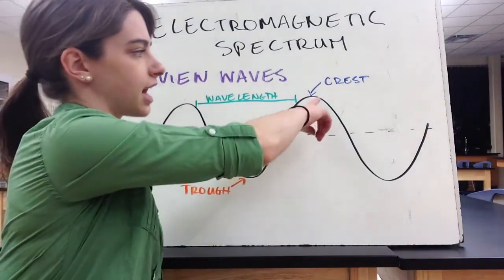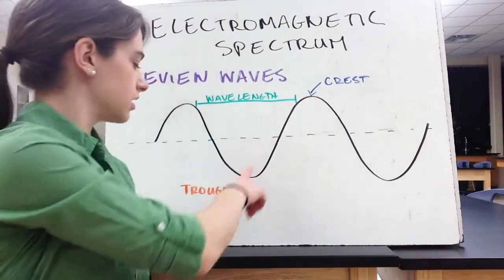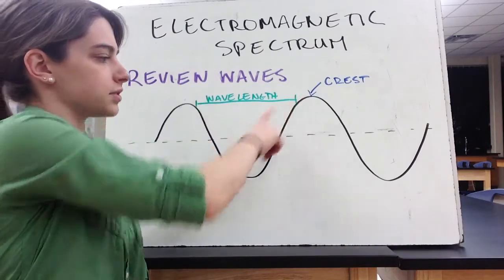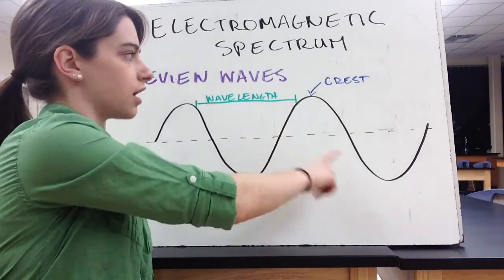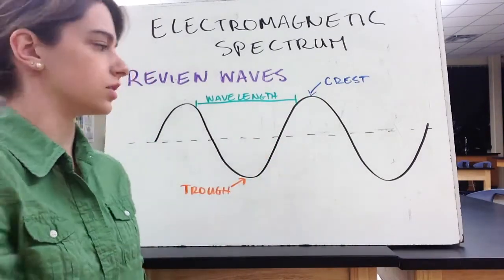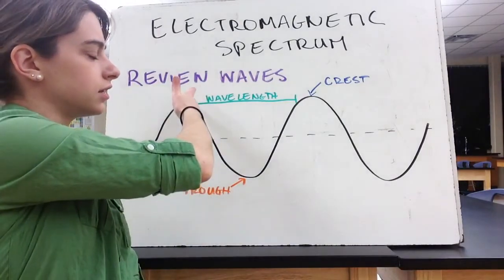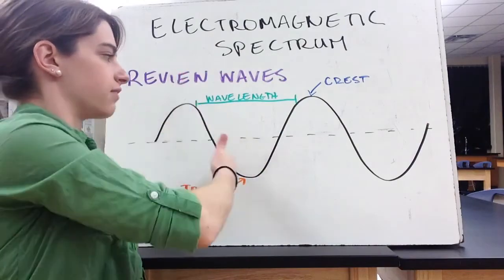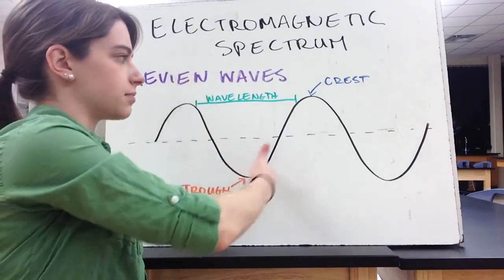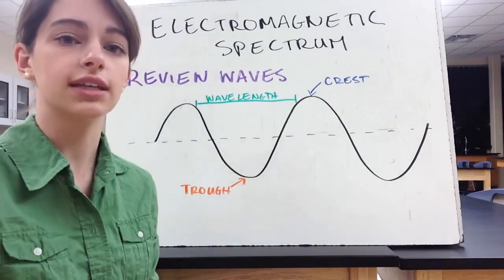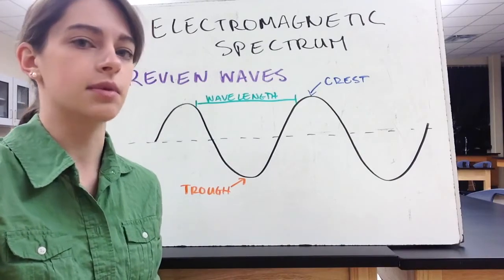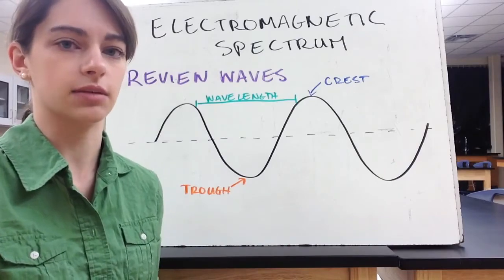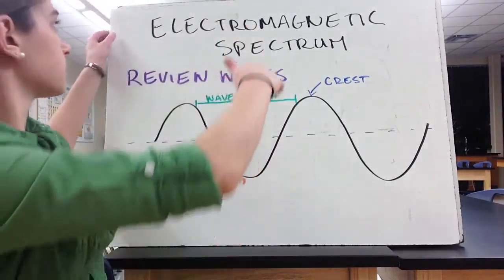Just a reminder, the very top of the wave is considered the crest, the bottom is the trough, and the distance between either two tops or two bottoms, so two crests or two troughs, is called the wavelength. So it's the amount of space, the distance it takes to make a full cycle from the top to the bottom and then back up to the top. Wavelength is a measure of distance. It can be measured in meters, nanometers, centimeters, kilometers, any of our typical distance measurements.